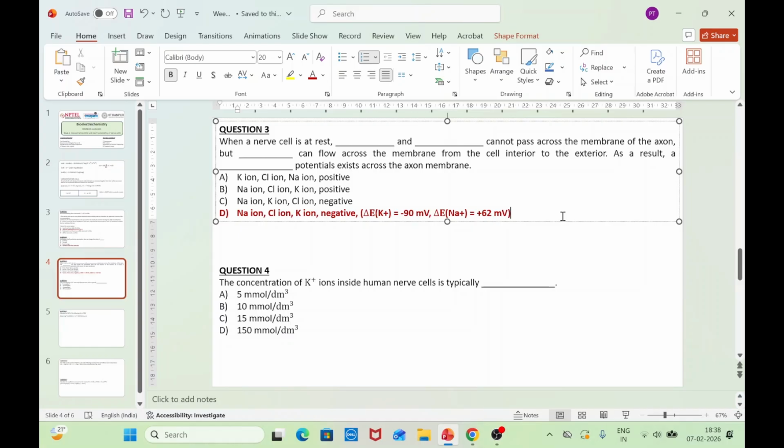If you want to know why negative potentials exist across the axon membrane, it is typically because of the values of the concentration of the K plus ions inside and outside of the human nerve cell. Again, that's what forms the basis for question 4. What is the concentration of the K plus ions inside the human nerve cells?